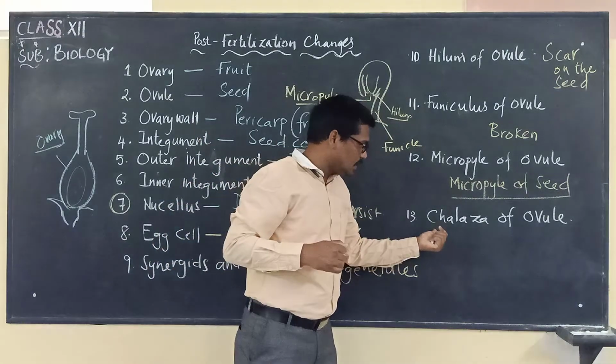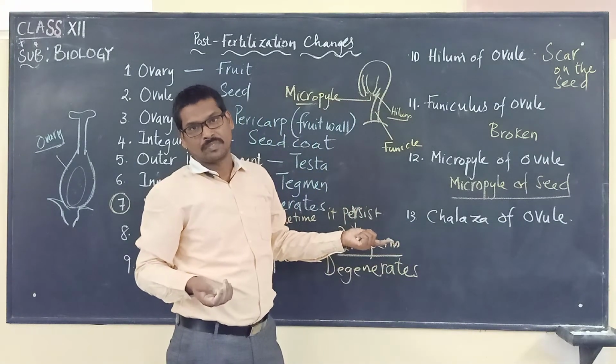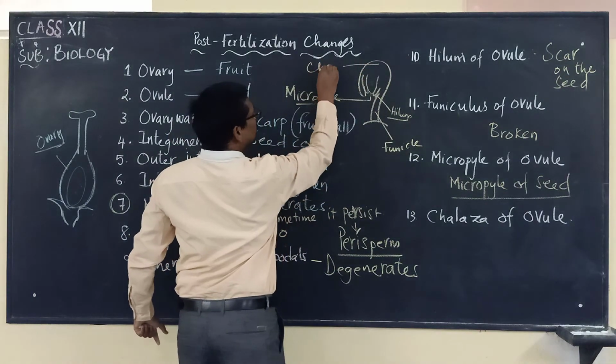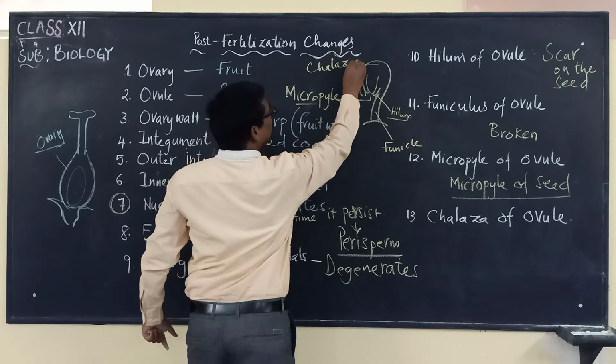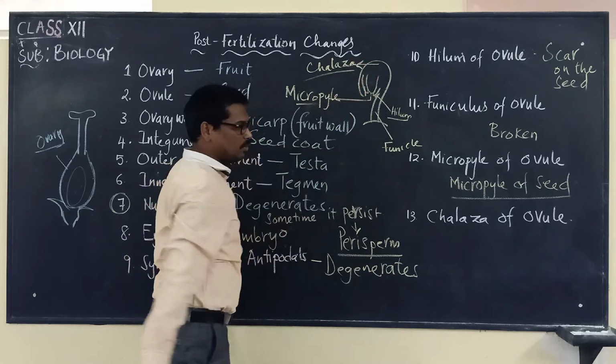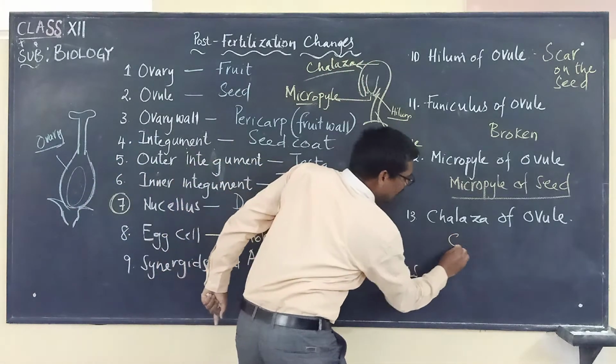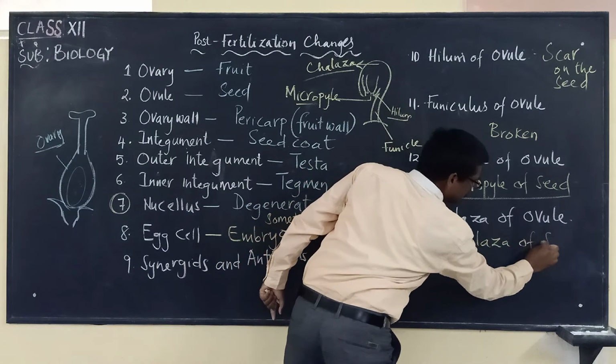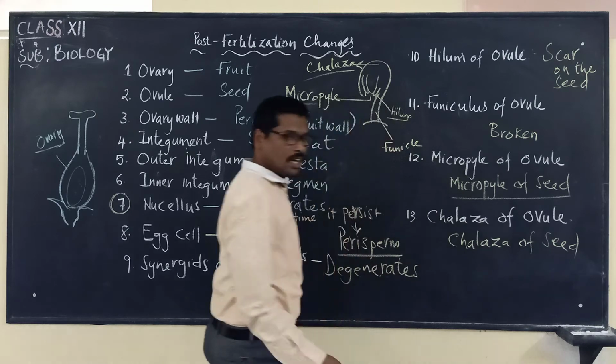And the last one, if you are seeing, chalaza of ovule. You know the chalaza end? That is this one. This region is called as what? Chalaza of the ovule we are saying. So the same thing will be remaining as what now here? Chalaza of seed.